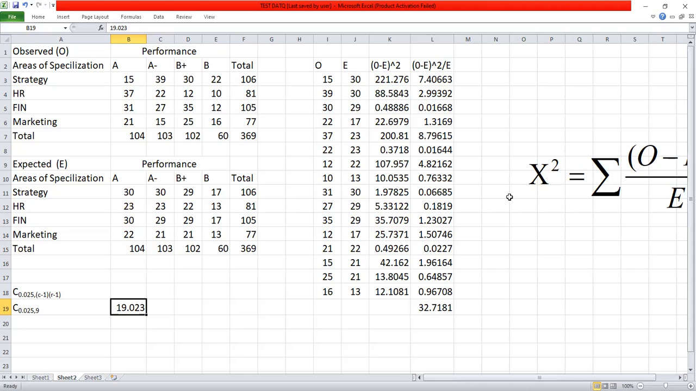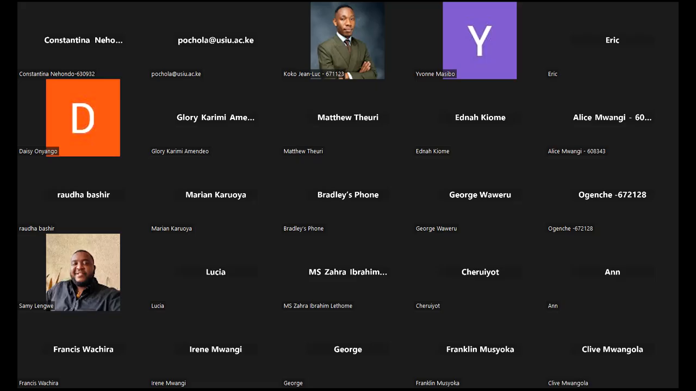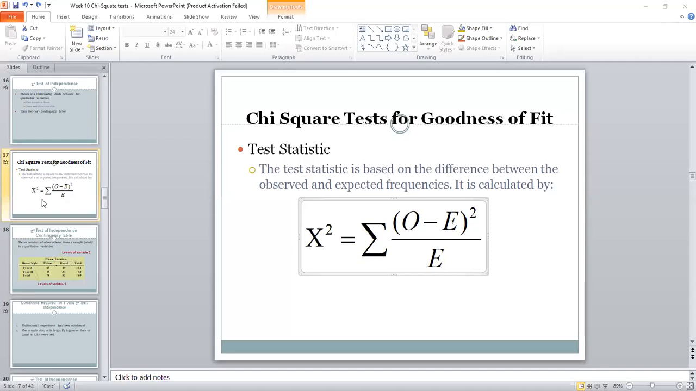So that is the chi-square test. And then the chi-square test here, I'll go back here. Yeah, so this is what you have done. And so here, this is what you have done.